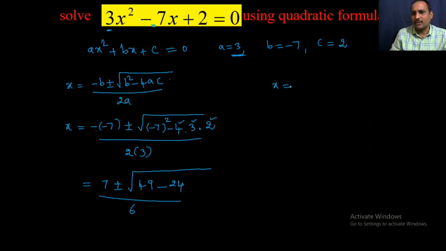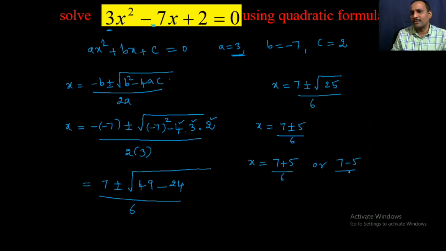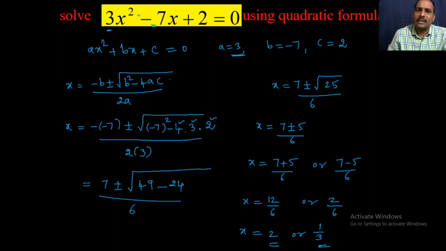So x is equal to 7 plus or minus square root of 49 minus 24, that is 25, by 6. So x is equal to 7 plus or minus 5 by 6. So x is equal to 7 plus 5 by 6 or 7 minus 5 by 6. So x is equal to 12 by 6 or 2 by 6. x is equal to 2 or 1 by 3. So 2 comma 1 by 3 are the roots of the given equation.